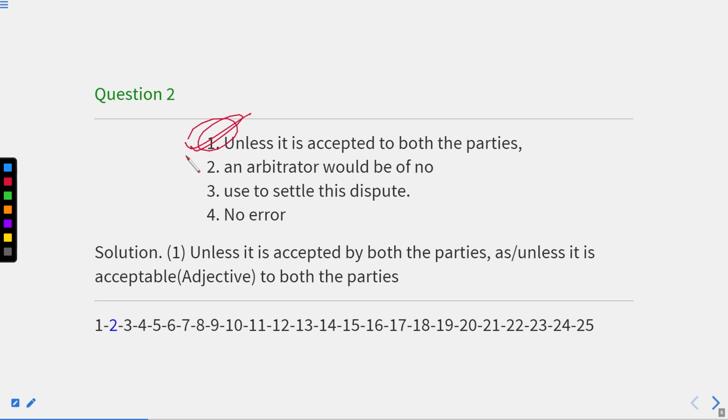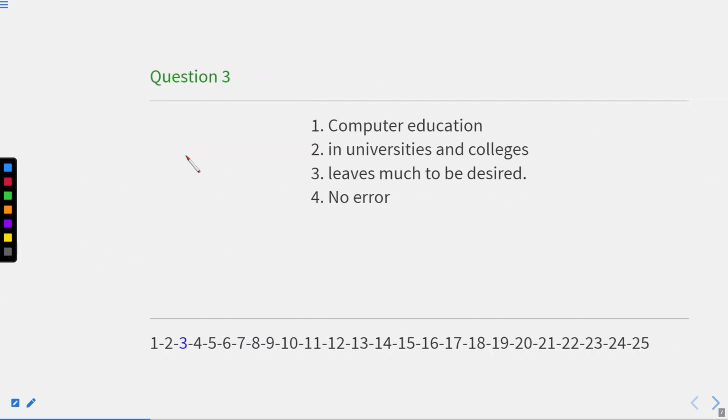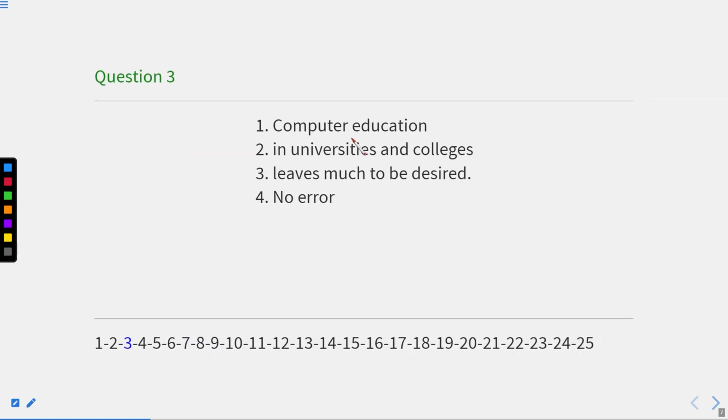Now in these types of questions, we only need to identify the particular part that contains the error. We need not rectify them. So if we only know that this part contains the error, that is fine. It means our answer will be correct. Okay, now let us move to the next question, that is question number 3.